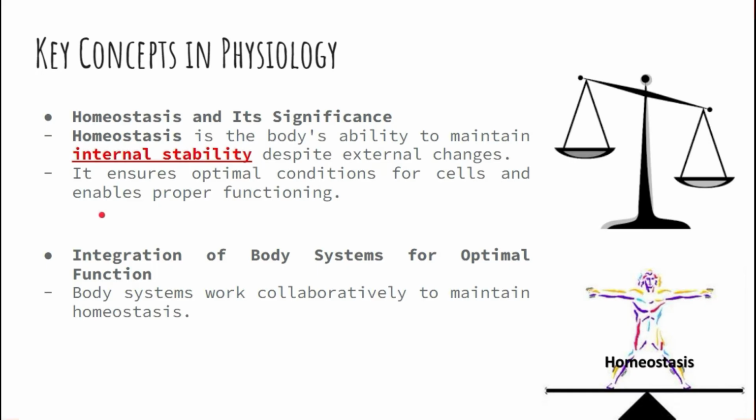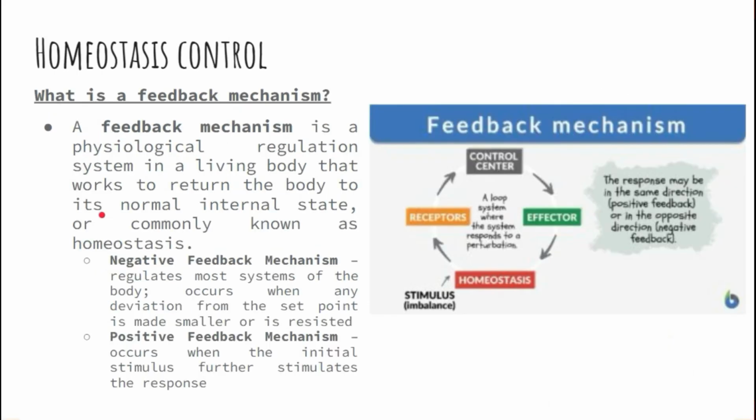Ang ating katawan gusto niya laging balance. Hindi pwedeng masyadong marami or masyadong konti ang mga substances. So, the integration of the body systems for optimal function: body systems work collaboratively to maintain the homeostasis or the balance inside the body. So, speaking of homeostasis, ano po ba or paano ginagawa ito ng katawan? How do we balance our internal processes?